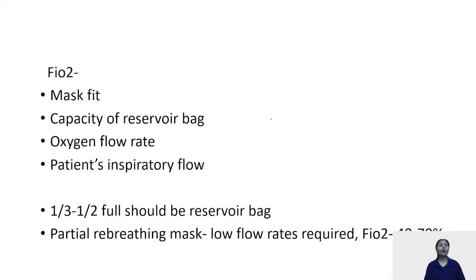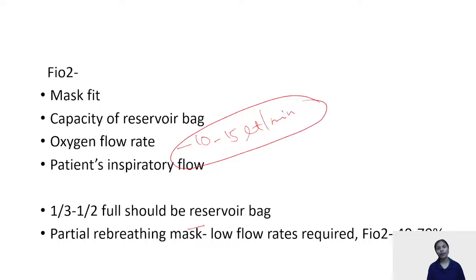Moving to one thing about FiO2, the non-rebreathing mask, I have told that the mask fit has to be good. Now, what about the reservoir bag capacity? In infants or in children, it is around 75 to 100 ml, whereas in adults, it is 1.2 to 1.5 liters. Oxygen flow rate, yes, the oxygen flow rate has to be at least 10 to 15 liters per minute. Please remember this. The oxygen flow rate has to be around 10 to 15 liters per minute.